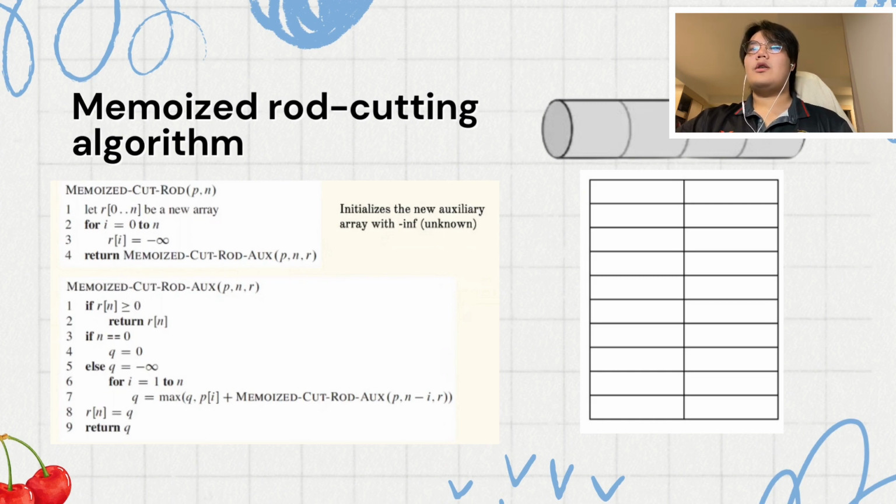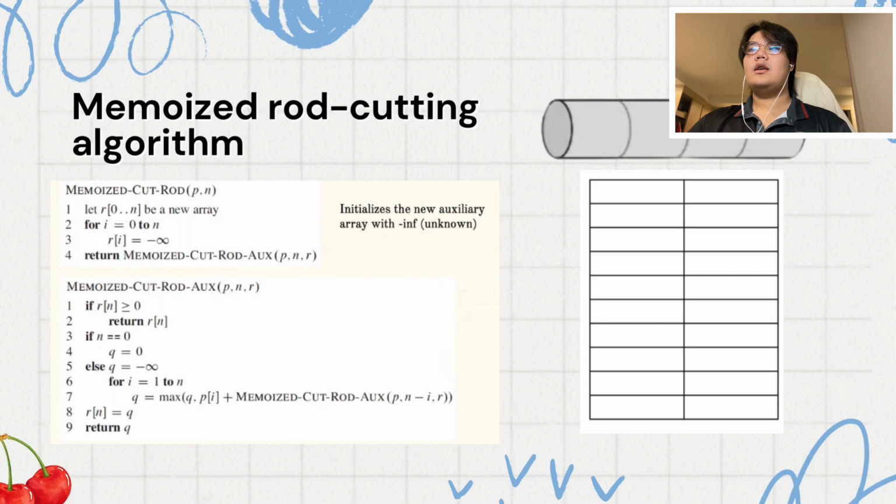Memorized rod cutting algorithm. For memorization, we initialize the table by the first algorithm here. R[i] equal to negative infinity means we initialize all unobserved elements in R. Then the main program starts working by returning this recursive function. And then the second algorithm, the inputs are n, P and R.